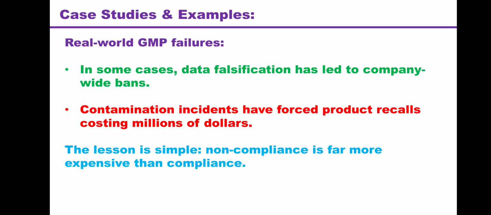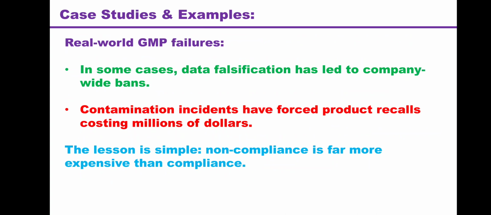Now we'll see case studies and examples. In some cases, data falsification has led to company-wide bans. Suppose we are not maintaining data properly, or we are only generating the data as per the product specification, and we are sending that product in the market, what will happen? When the product is tested in that particular country, it will fail to match the monograph or specification, and they will ban that particular product in the country.